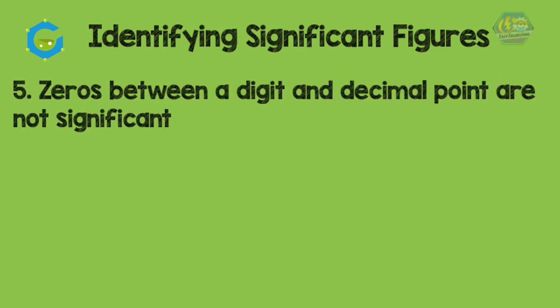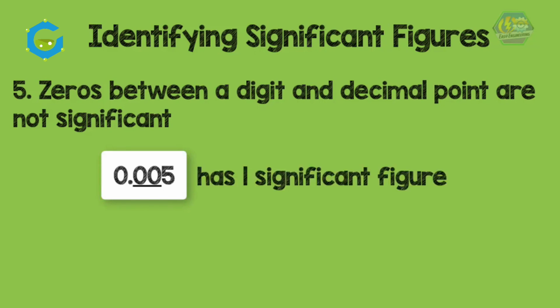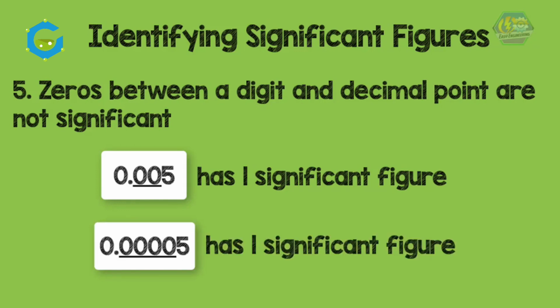Fifth rule. Zeros between a decimal point and a digit are not significant. For example, 0.005 has 1 significant figure, and 0.00005 has 1 significant figure.